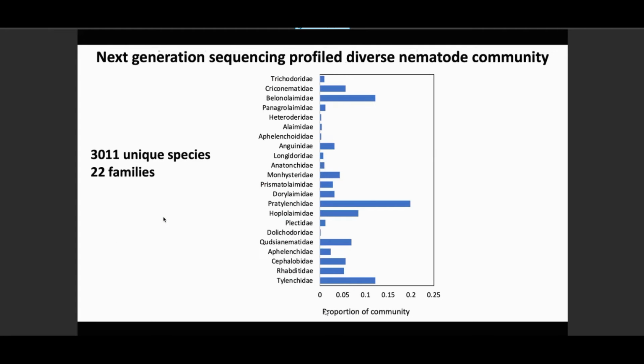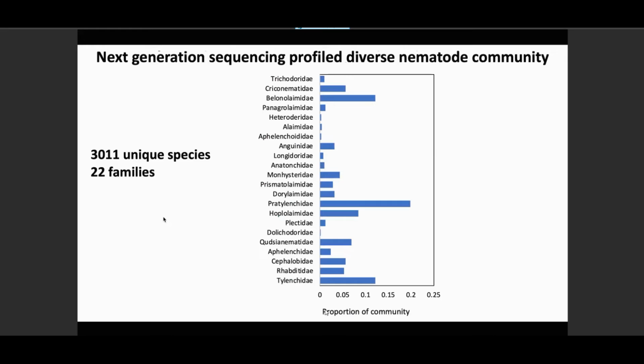So up till now, we have seen the data which is based on the traditional morphological analysis of the soil nematode communities, and this process of traditional identification of nematodes is very labor intensive. It takes a lot of time. We have to separate the nematodes, then look into the microscope, then identify different taxonomic features based on the morphology. So it requires a lot of time, it requires a very high level of expertise, and it is biased towards the dominant groups of nematodes.